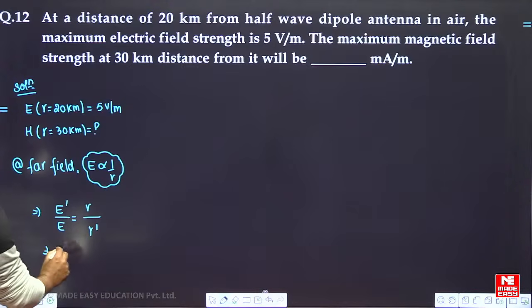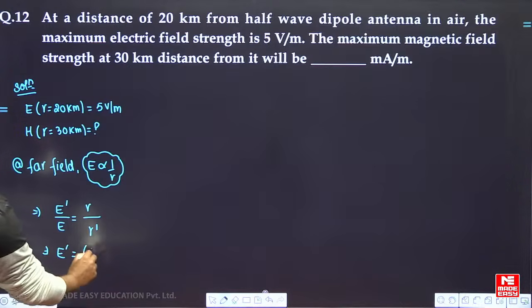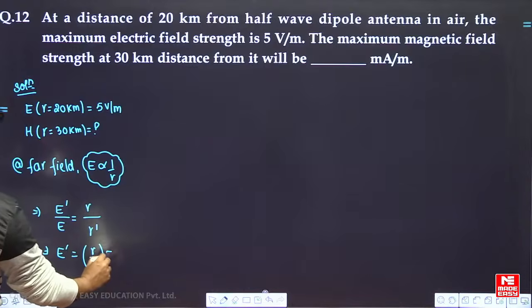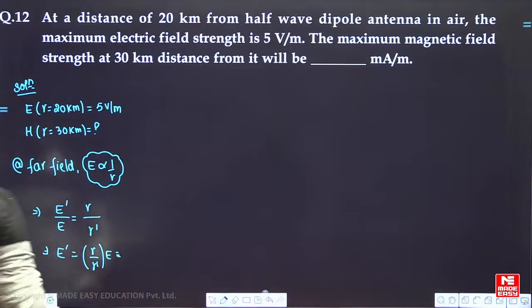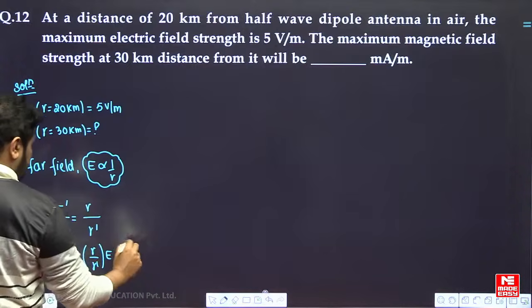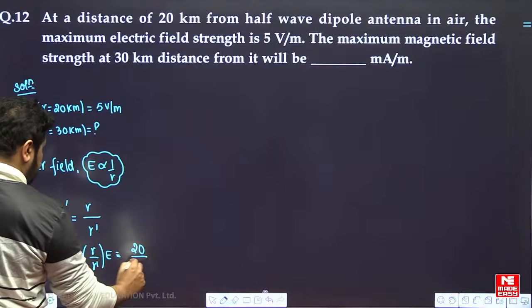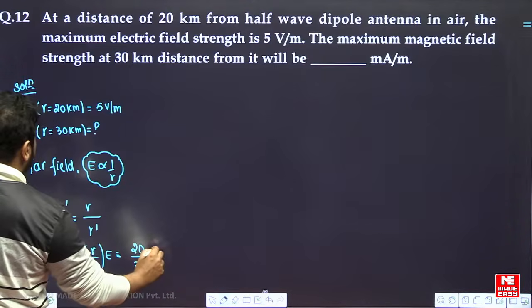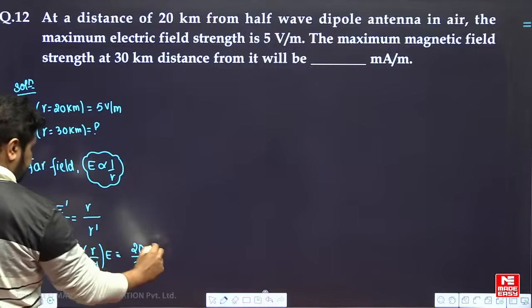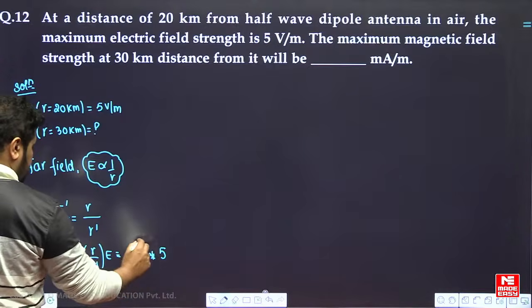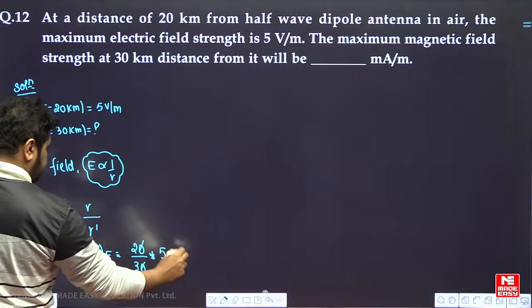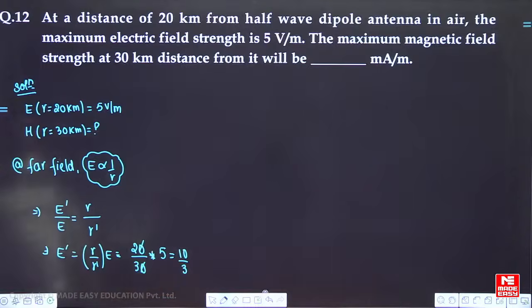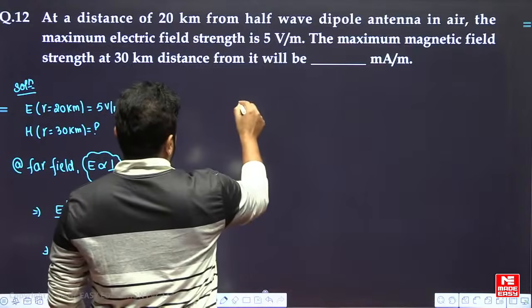So what is the value of E dash? E dash is equal to r upon r dash into E, right. So r is, let us say, 20 km, r dash is 30 km, and the electric field is 5, right. So this is 10 by 3, right. So that means at 30 km distance, the electric field is 10 by 3, right.